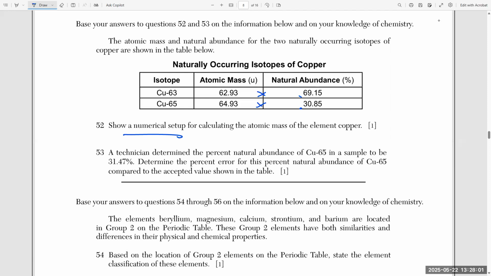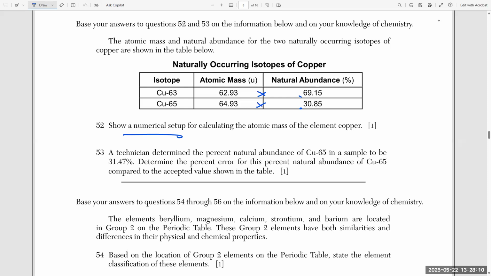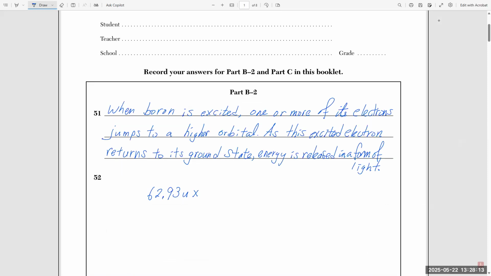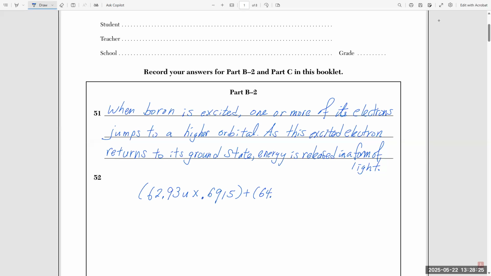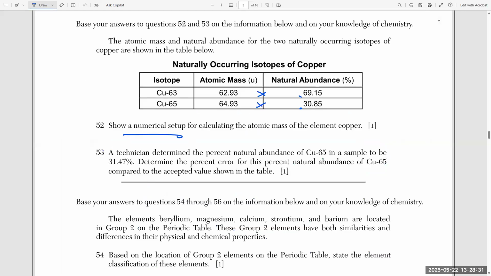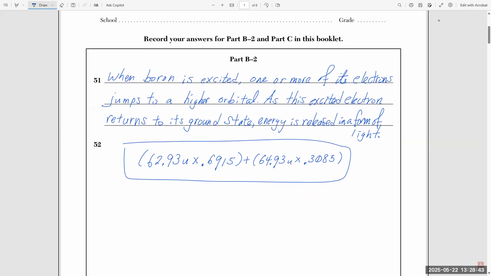So it's 62.93 units times its abundance, 0.6915, right? And remember, it's the sum of that. So the next is 64.93 units times 0.3085. What happens if you forget the U for the units? I don't think they're going to care so much. Please make sure you circle the correct answer. Onwards.